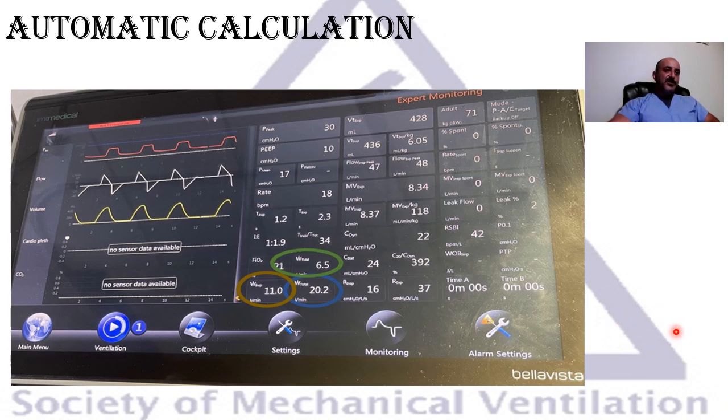So it would be very nice to have the ventilator do the automatic calculation for us, because it integrates it not from an equation but from the pressure volume curve. This is a picture from Bella Vista. This software is not available in the market yet, or not FDA approved, but we use it for research. Basically the ventilator calculates for us the tidal work, the inspiratory work, and the total work. For this example, it's 20.2.